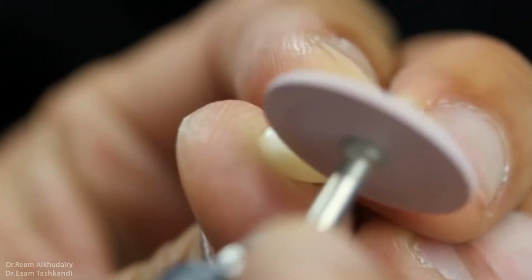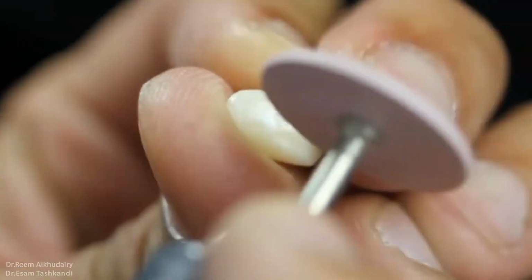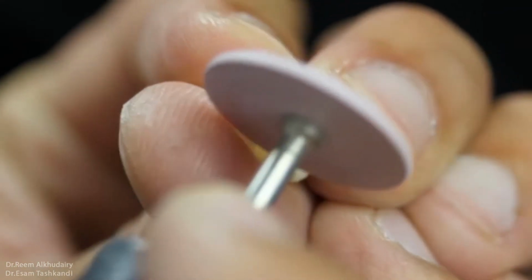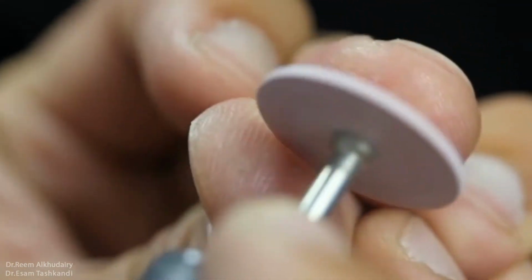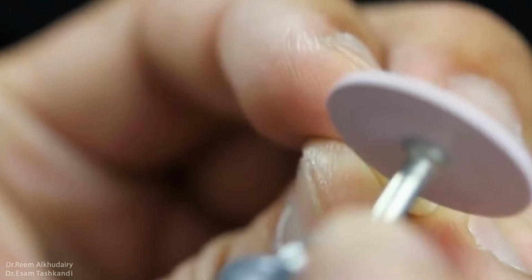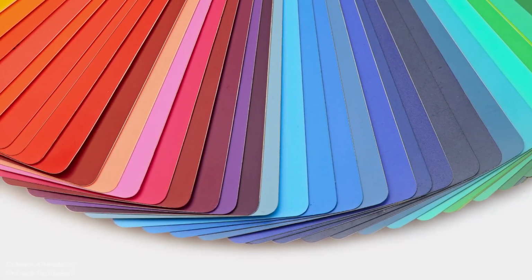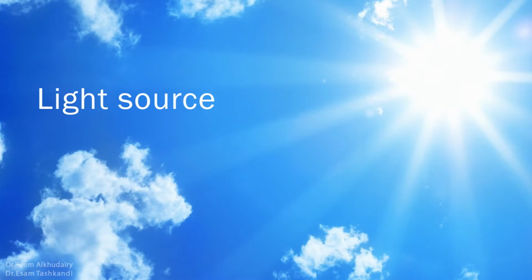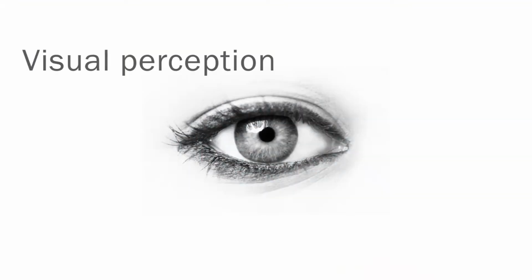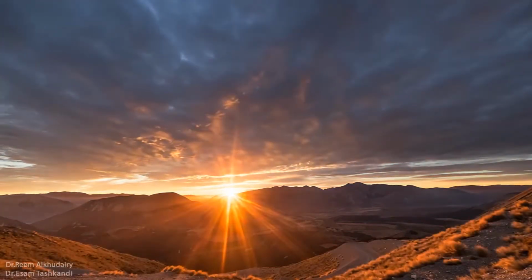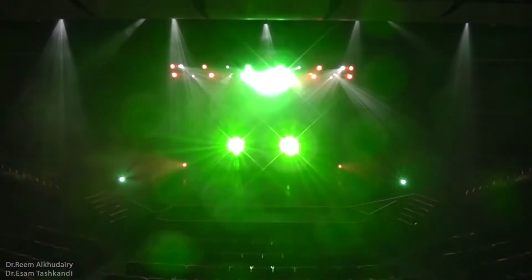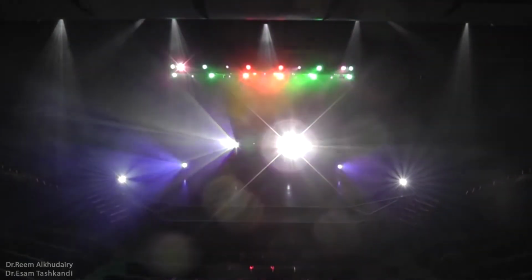Knowledge of primary, secondary, and complementary colors is necessary in order to control and alter restoration shades for a predictable, aesthetic, restorative outcome. Color essentially is influenced by light source, the object property, and visual perception. Light sources, either natural or artificial, are capable of emitting light. In other words, they're a source of illumination.